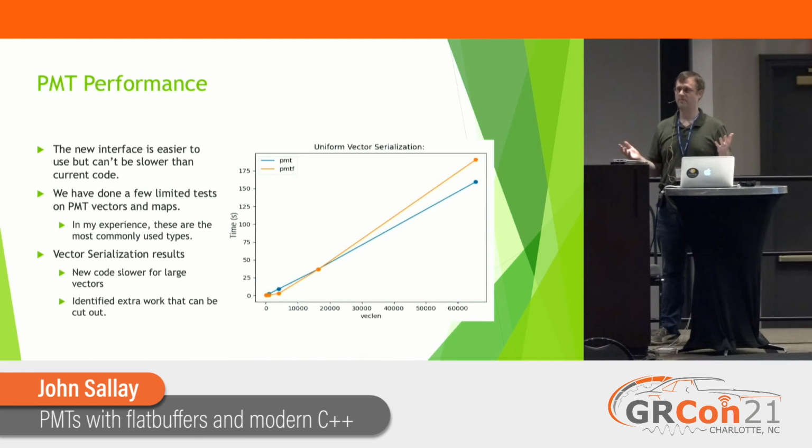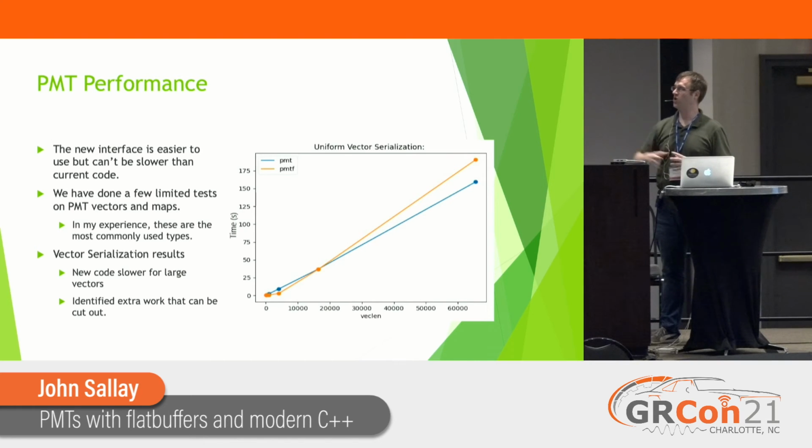New PMTs, better interface, sounds great. But if it's slower, nobody cares. And so we've done very limited benchmarks. And by very limited, I mean 2. I do not promise that this is the full extent of the performance of it. There's definitely a lot more we're going to do, but we wanted to provide some numbers to show you guys today. And the tests that were done were on vectors and maps, which, at least in my experience, are the most common types that are used.